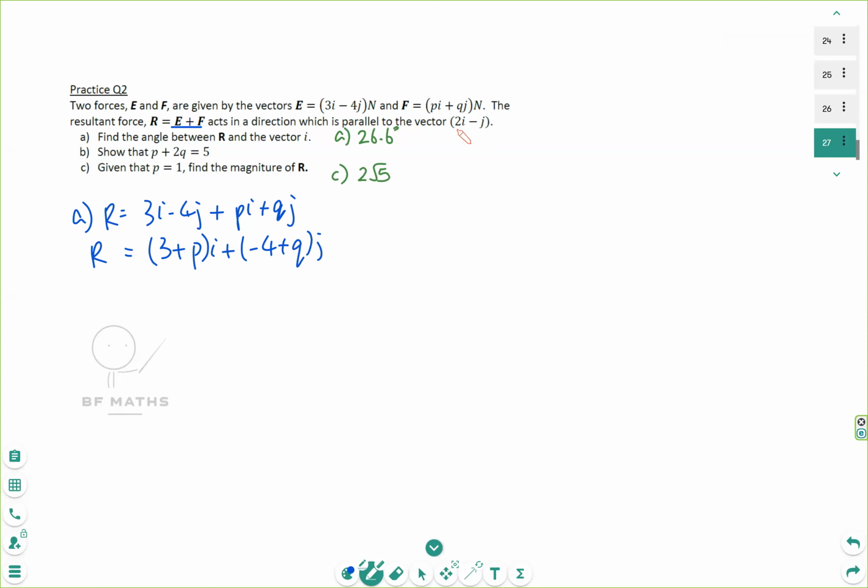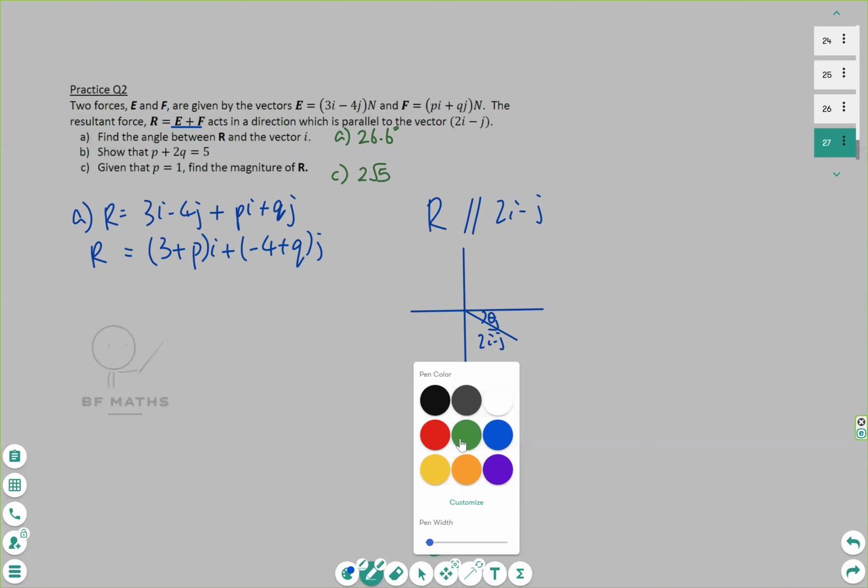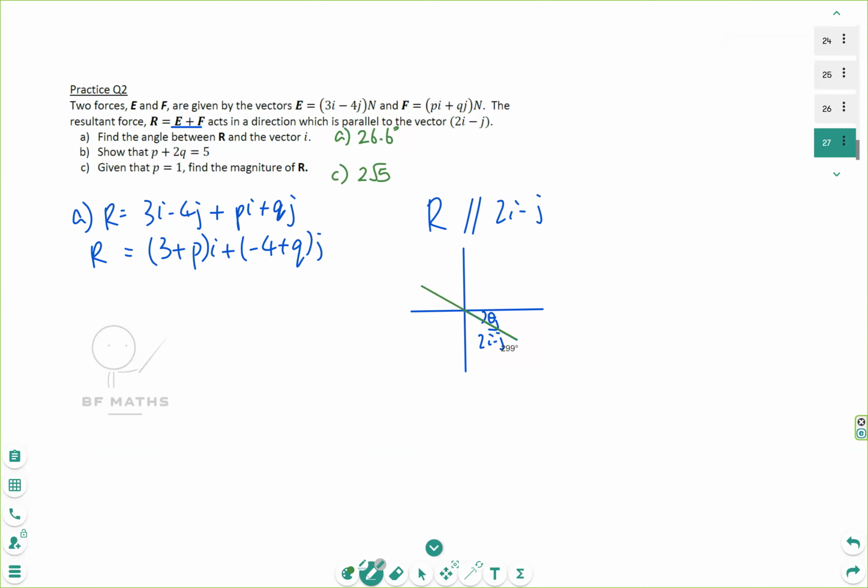So it acts in a direction parallel to 2I minus J. That means R is actually parallel to 2I minus J. So on a side note, R is parallel to 2I minus J. That means if I want to find the angle of R with I, I can use 2I minus J. Why? Because 2I minus J is 2 to the right, 1 down. So I'm working the vector here. Now imagine I told you R is parallel to this line. So I can draw another line that's parallel to the blue line in here. You can see it's parallel, right?